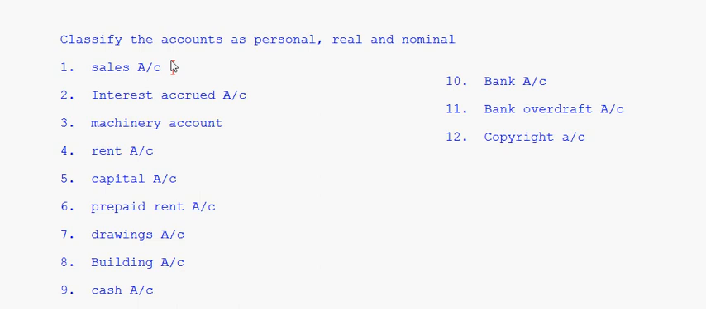Sales account. First of all, sales account. When we make some sales, when we sell goods, we get money for that. Whatever money you get from the sales is an income, so the sales account is an income, so that is basically your nominal account. Nominal account is something which relates to expenses, incomes, losses and gains, right?